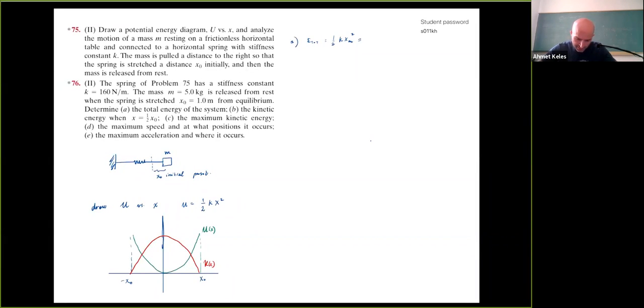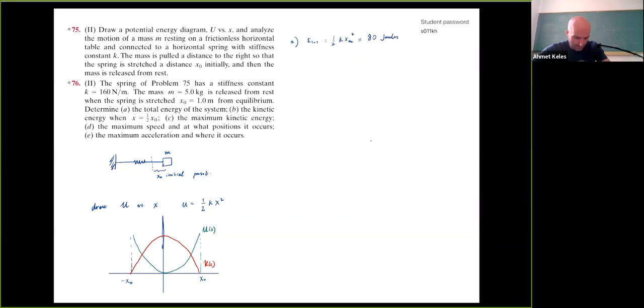0.5 times k, 160, times x, which is nicely in meters, so it's 1.0. It's equal to 80 newton meters, or joules. Maybe I can add joules.